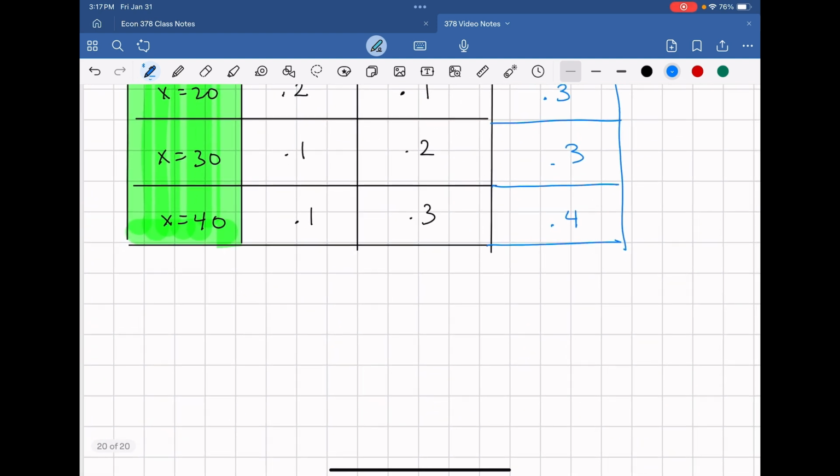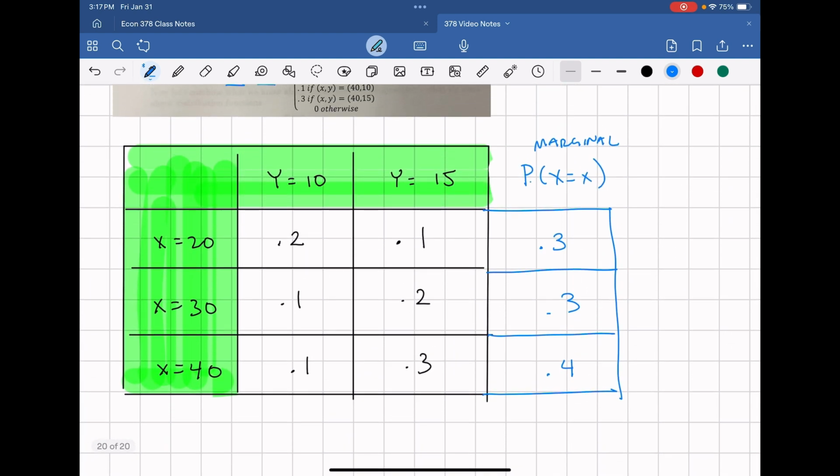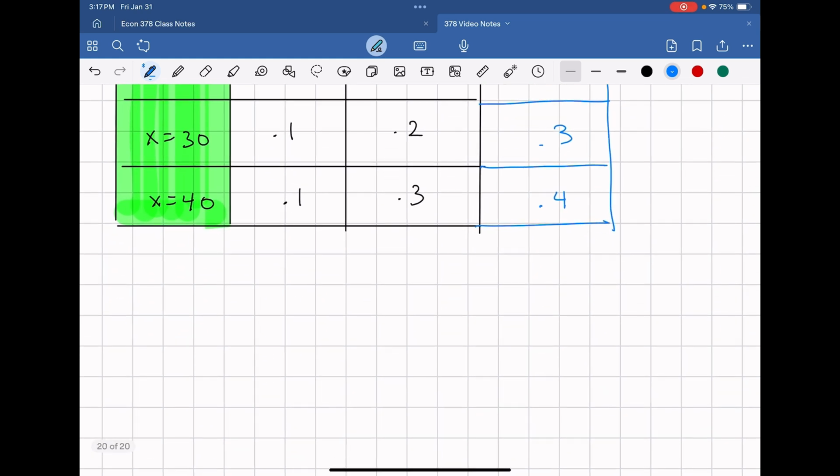The other way we can write it is based off this table. And again, with this marginal, we'll put a little sub x there, is the probability that X equals, and this little x here just lets us know this is coming from a joint distribution, would be 0.3 if x equals 20, 0.3 if x equals 30, and 0.4 if x equals 40. And if we were to add up a marginal distribution, they should add up to 1.